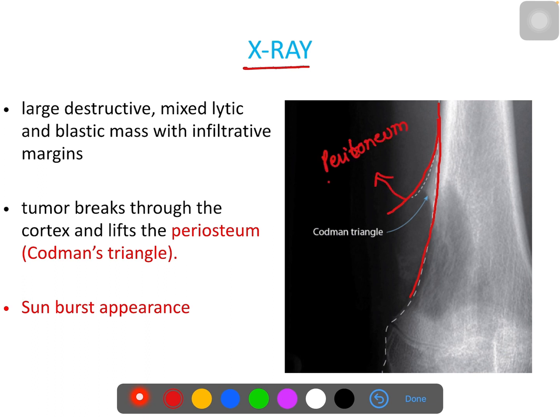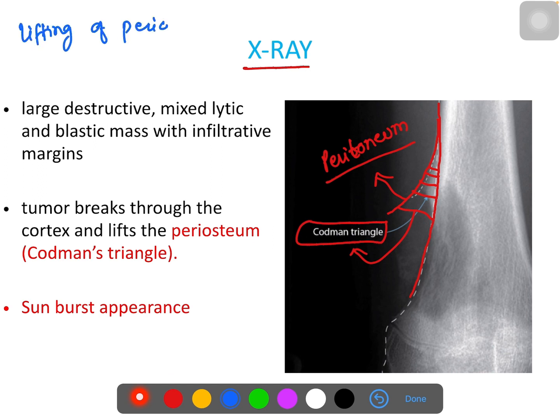Okay, so this is the periosteum of the bone. The periosteum of the bone is getting lifted, and then if you look at this area, a triangle is being formed, and this triangle is what we know as the Codman's triangle. So one of the important features of osteosarcoma is the lifting of periosteum. This lifting of periosteum is going to form a triangle, and this triangle is what we call the Codman's triangle. Okay. Similarly, there is something that is known as sunburst appearance.